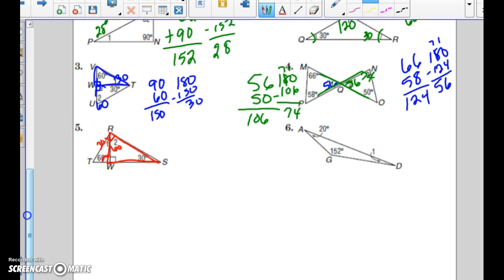Okay, what about number 6? What's the answer? How about that? He was 8. 8. Very good. The answer should be 8 degrees.